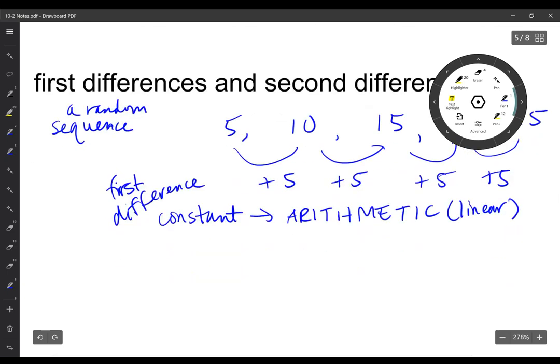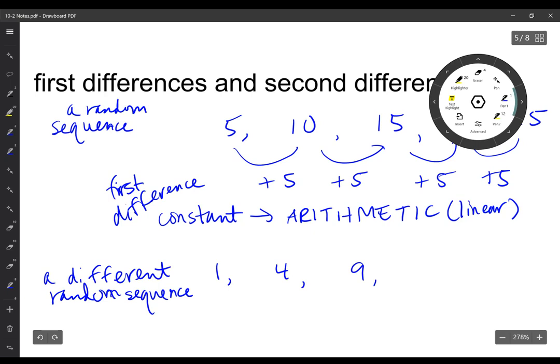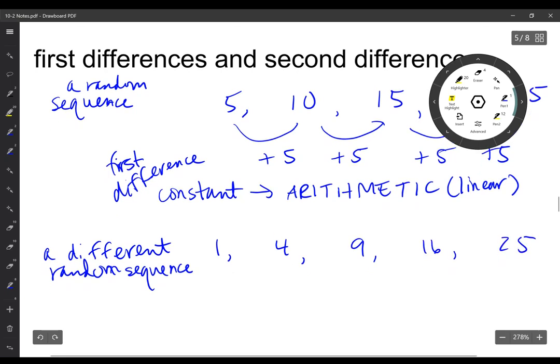So what about if I have a different random sequence? Let's use 1 and 4 and 9 and 16 and 25. These are perfect squares, aren't they? So if I'm looking at these perfect square numbers for my first set of differences, I have 3 and then 5. Let's start it with 0. So we can say 1, 3, 5, 7, 9.